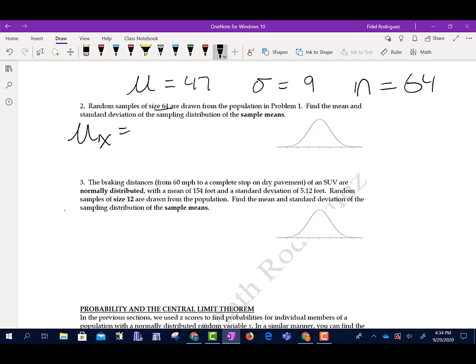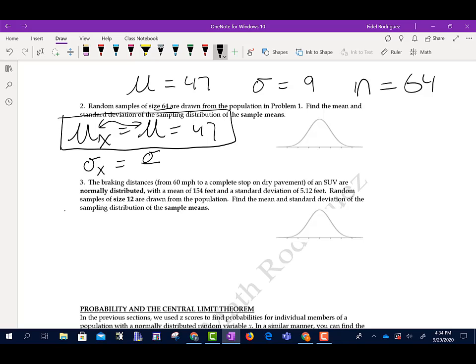So my sampling mean is going to be the same as the original one we had. That's always going to be the case, okay? These two numbers, guys, will always be the same. The part that's going to be different is the standard deviation of my sample means, okay? This is going to be equal to my standard deviation divided by the square root of n. So we said our standard deviation was 9 divided by the square root of 64. So that's 9 divided by 8.